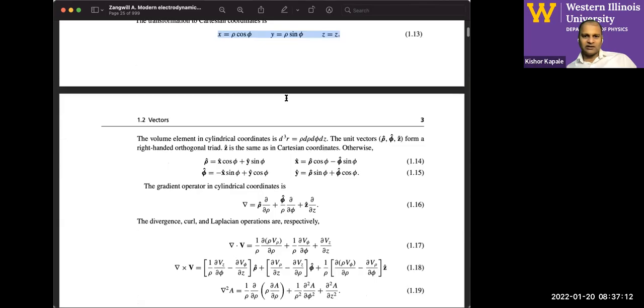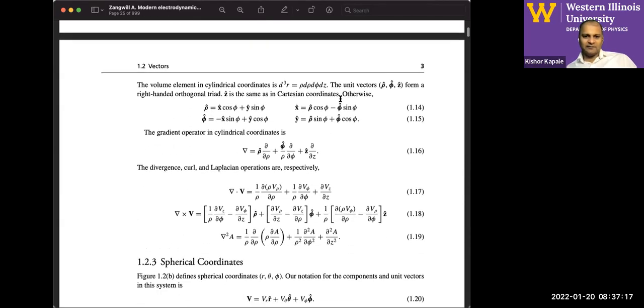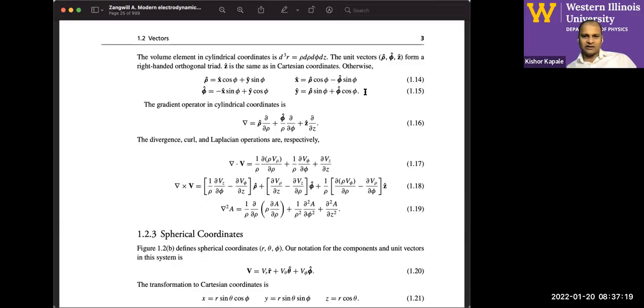Cylindrical is much simpler because there are only two quantities that change. Z is exactly the same. So it's almost like a plane polar coordinate, and Z is exactly how it would be in the Cartesian coordinate. So based on that, you can do this. Here is the gradient operator. The appendix in Griffiths that I showed you, you can use that to derive this, right? So here, it's just listed as what the gradient operator would look like in the cylindrical coordinate.